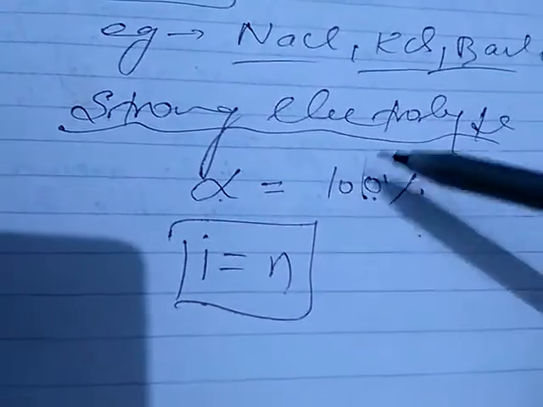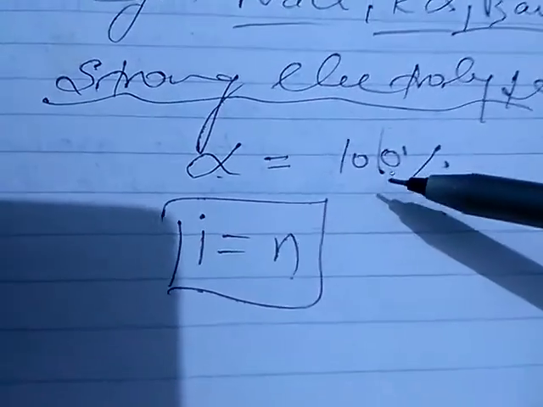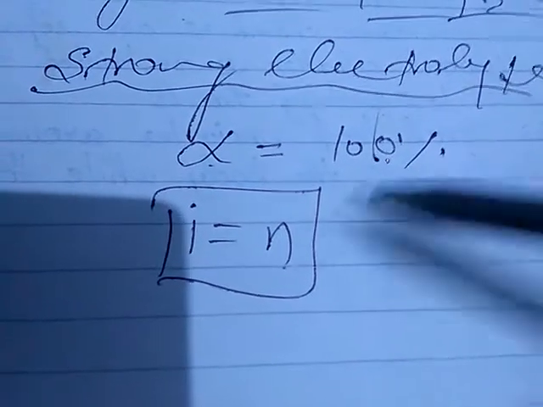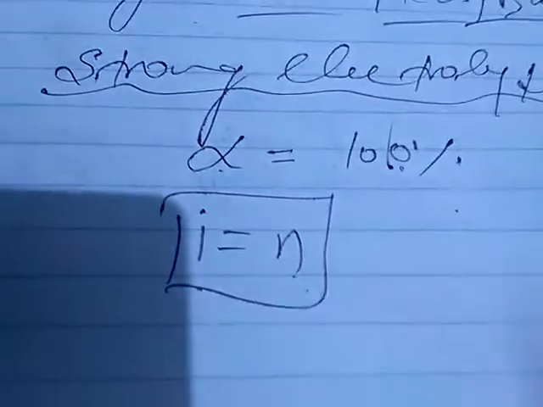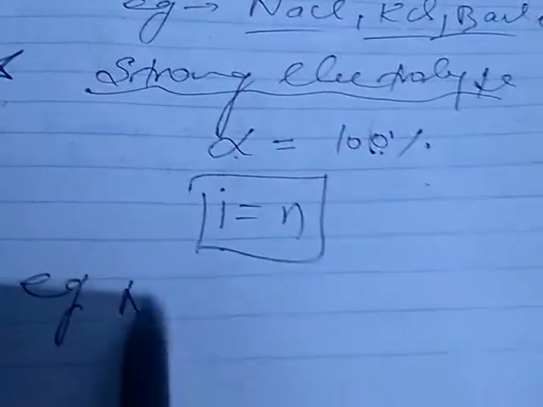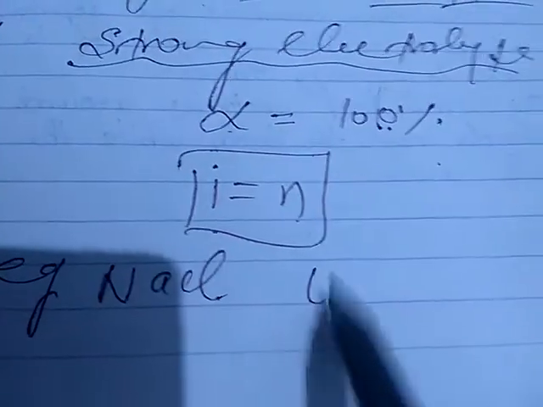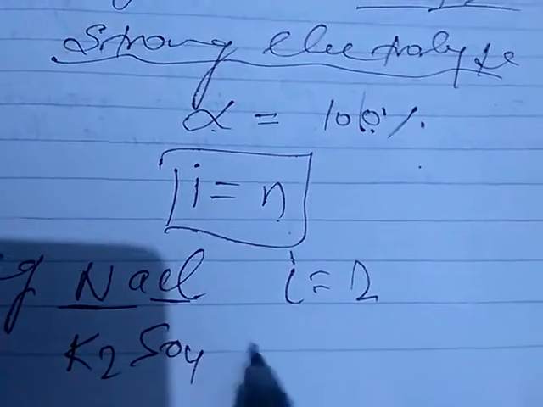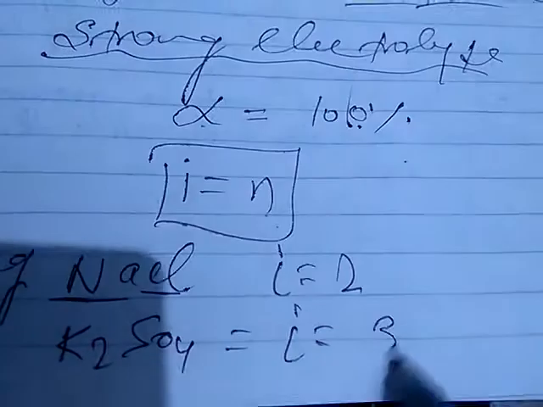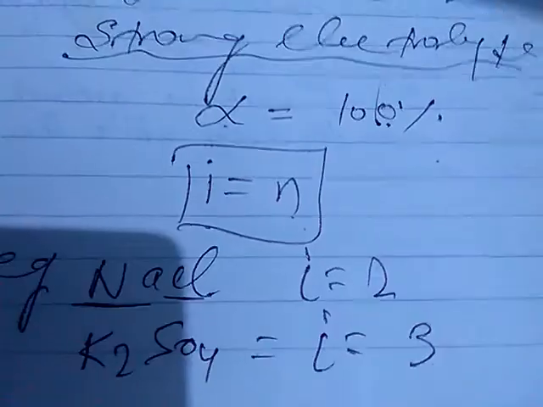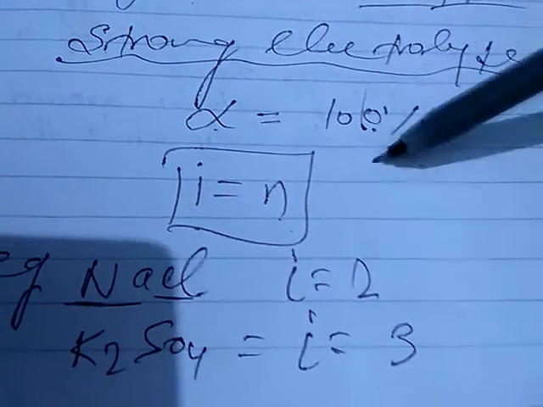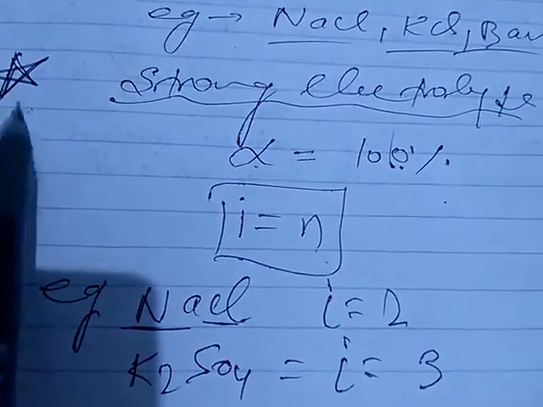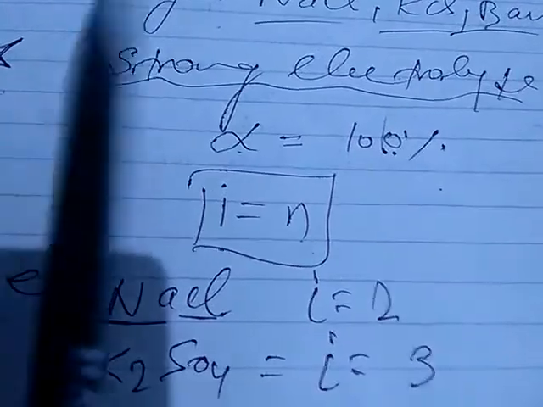For all strong electrolytes, alpha, the degree of dissociation, is 100%, and for all of them i would be equal to n. Example, NaCl: in the case of NaCl, i would be equal to 2, as i is equal to n, and here n is equal to 2. In case of K2SO4, here i would be equal to 3. So this would be followed in all strong electrolytes. This is one of the important points which we have to keep in mind in the case of dissociation.